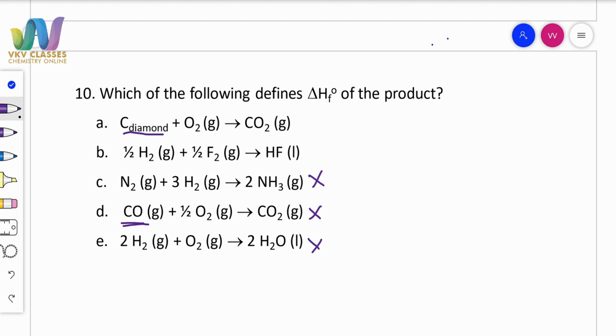In the first one, carbon diamond is coming. Diamond is not the standard state of carbon. Graphite is the standard state. So this also is not the enthalpy of formation. So this represents the enthalpy of formation: hydrogen fluoride, 1 molecule only. Hydrogen is the element and fluorine is the second element present in the hydrogen fluoride molecule. So choice B represents the correct answer.